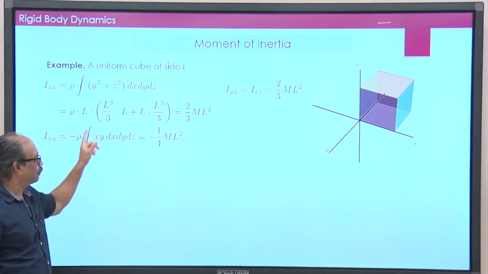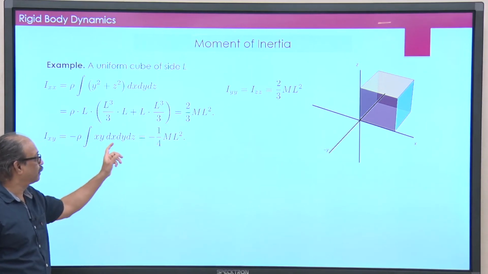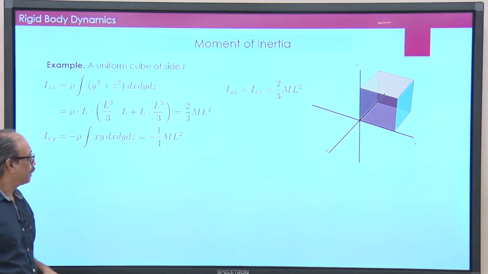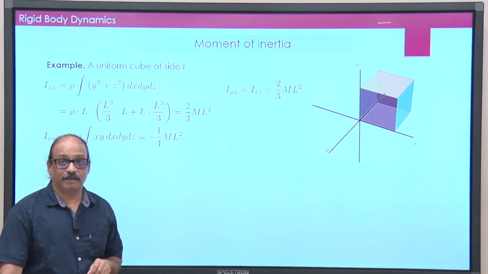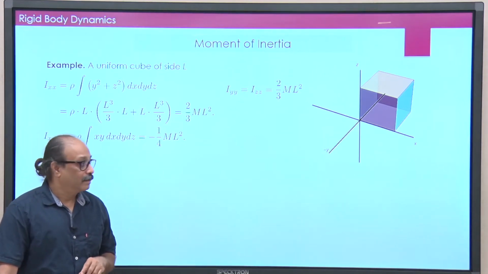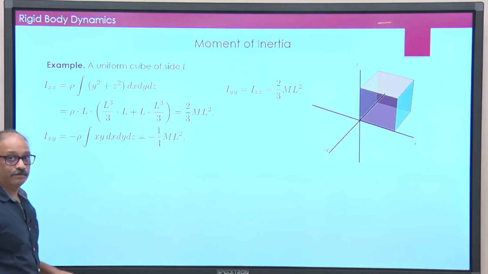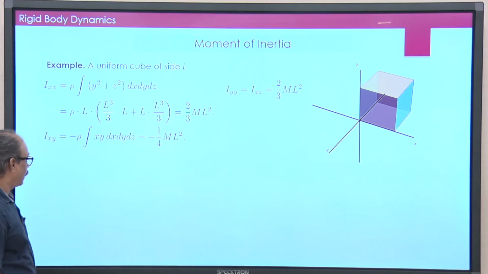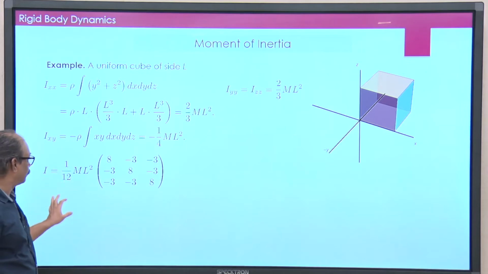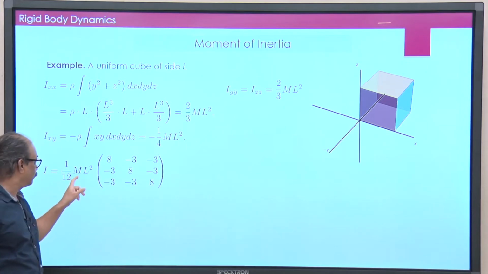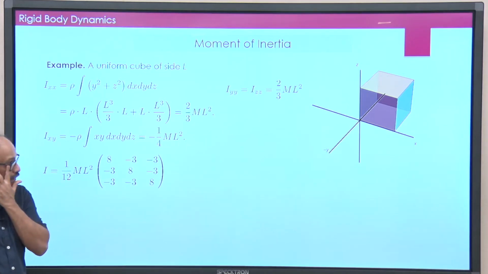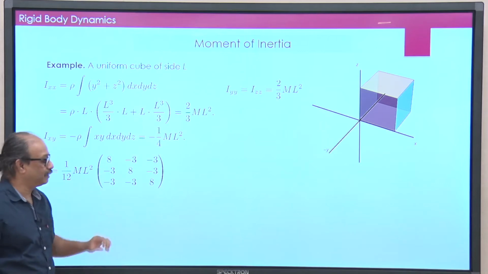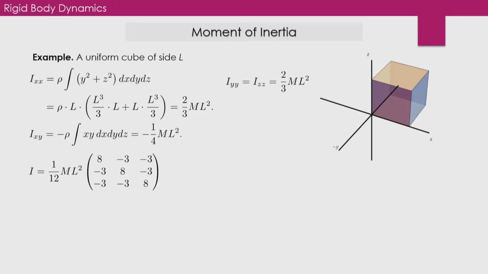So, if I substitute all those limits and integrate, I get minus 1 by 4 ml square. Okay. So, the off diagonal entries now are not 0, and if I put this in matrix form, then I get I, which is 1 by 12 ml square, and inside the matrix I have entries 8 minus 3 minus 3 minus 3 8 3 and so on.